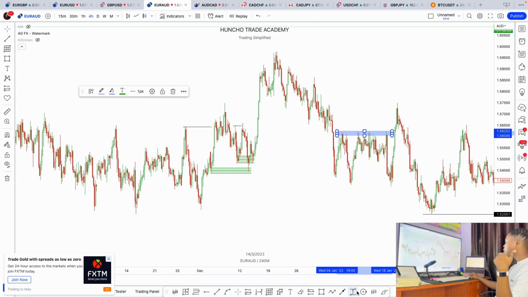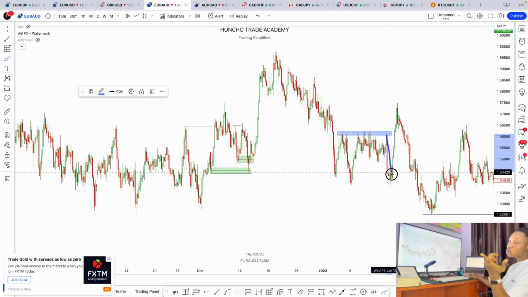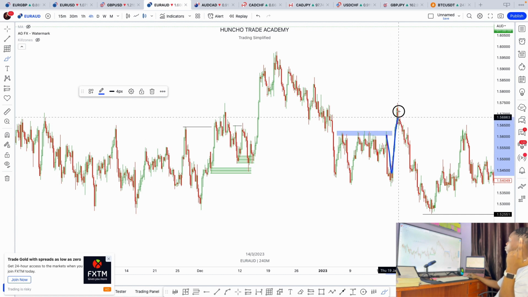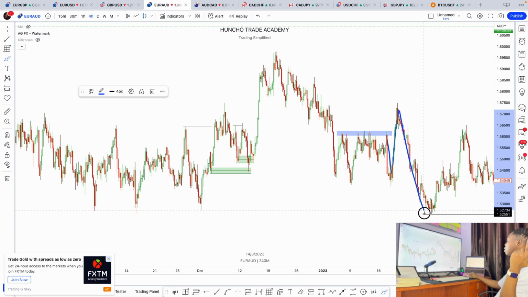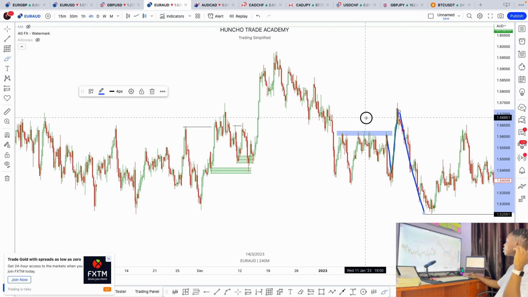Then see what price did. Price pushed to the downside to move in their favor a little bit, then flushed them down the drain, right? Before moving to the downside, right? So this is liquidity. A lot of stop losses are here.